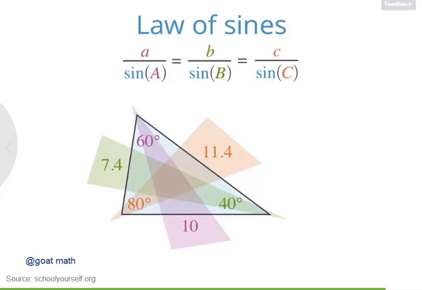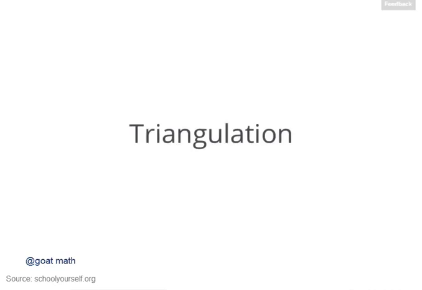In later lessons, you'll discover real-world applications for the law of sines, and you'll prove that it even works for obtuse triangles, meaning triangles with an angle greater than 90 degrees. Here we'll look at an example of triangulation, a real-world application of the law of sines. With triangulation, engineers are able to calculate distances using angles.